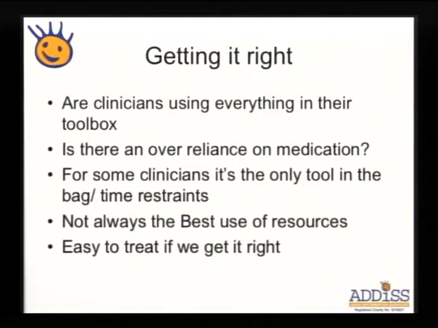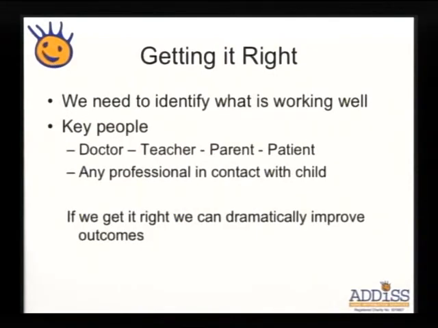So we've got to look at how we get this right. What do we have to do to get it right? We have to identify what is working well for these children. And the key people involved are the doctors, the teacher, the parent, the patient.